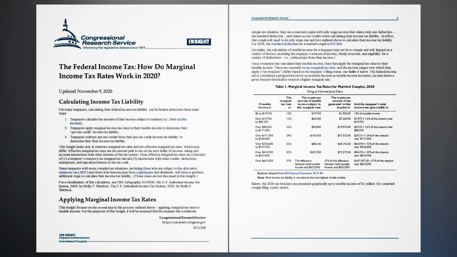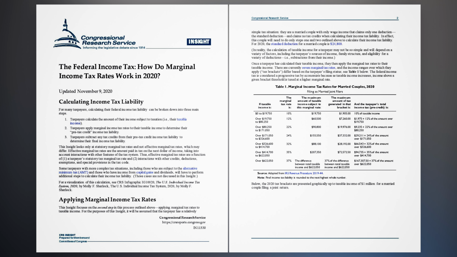Applying marginal income tax rates. This insight focuses on the second step in this process outlined above, applying marginal tax rates to taxable income. For the purposes of this insight, it will be assumed that the taxpayer has a relatively simple tax situation. They are a married couple with only wage income that claims only one deduction, the standard deduction, and claims no tax credits when calculating their income tax liability.